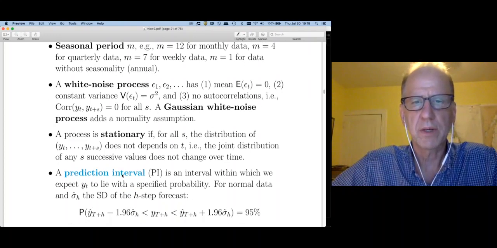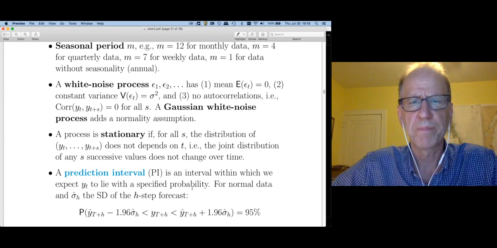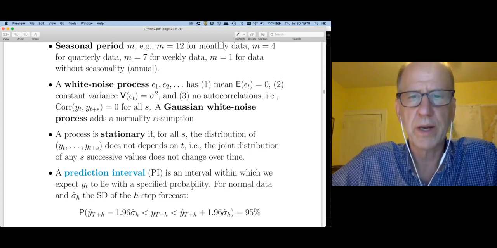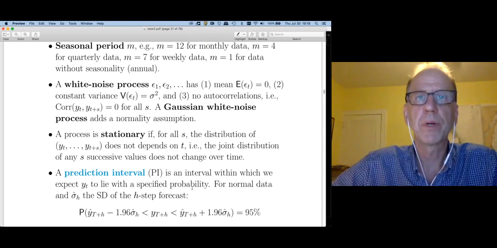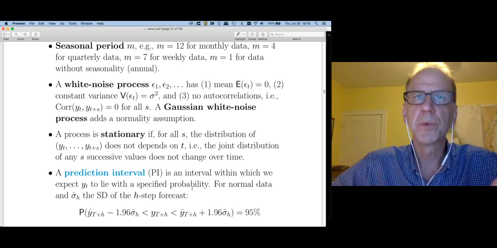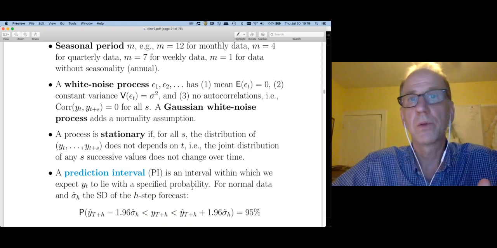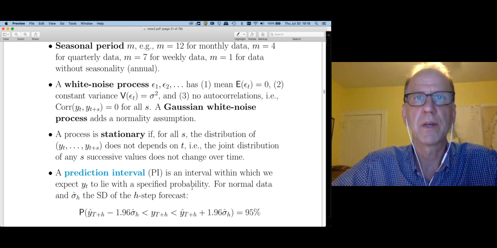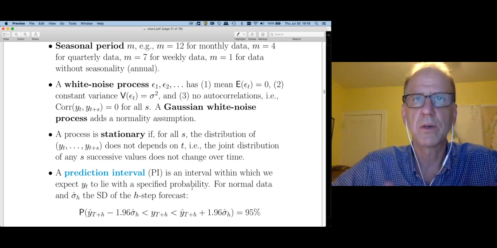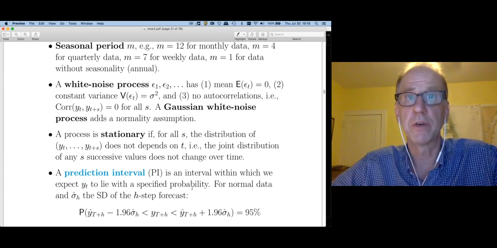The last concept that I want to introduce at this point is a prediction interval. Whenever we make a forecast, we'd like to be able to put a little bound on it that quantifies where I think the real value in the future is going to lie. And so that interval that specifies a range where I think the future observation will lie is a prediction interval.